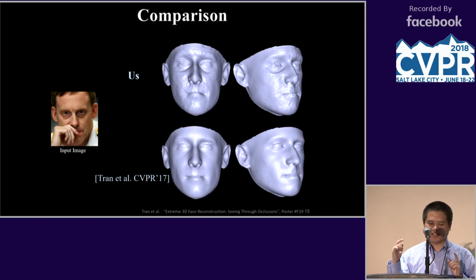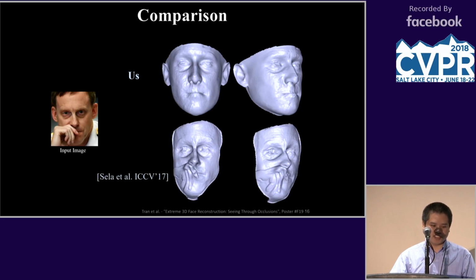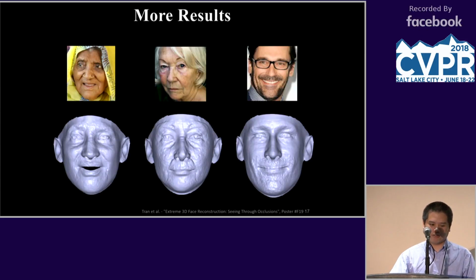Here is another example. In this, we have a hand covering the mouth, but we can recover his detailed face without the hand. The CVPR18 method again returns a smooth face. And the Sela method returns a distorted face in which you can see clearly the hand. And we also have a lot of other great examples like this in our paper.